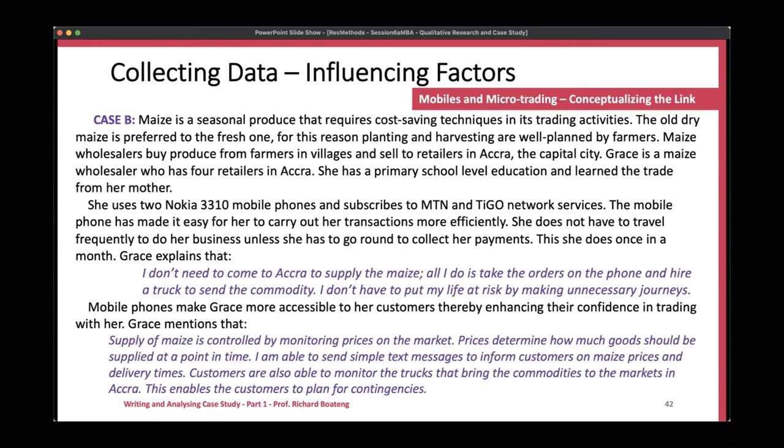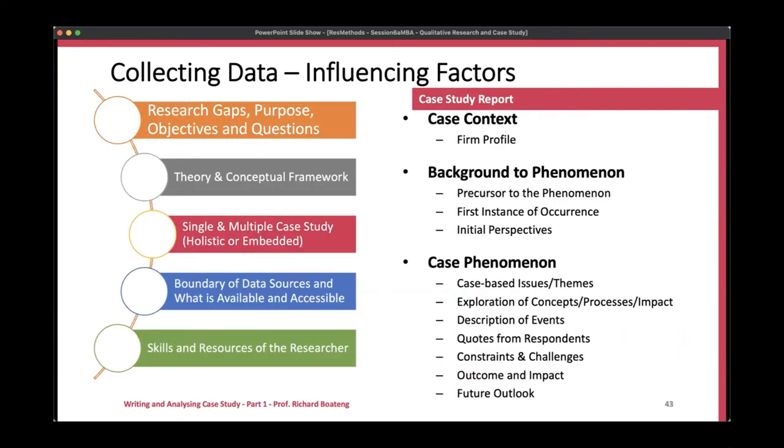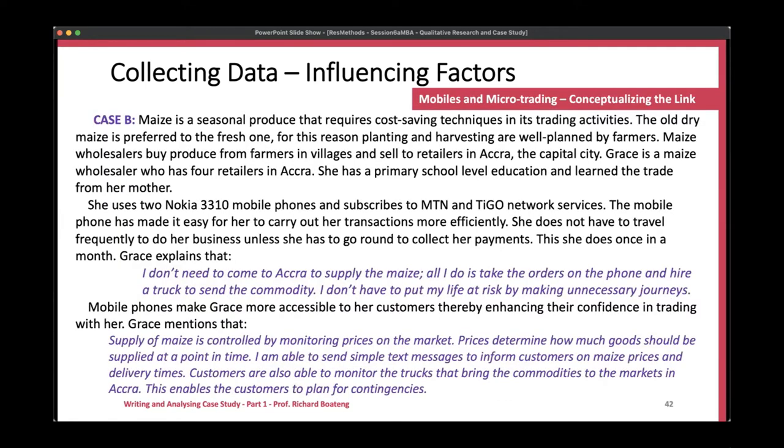Good. We can say that for the first part, we have been able to identify farmers and how they relate with the maize, the seasonality of maize. Now, I'm giving you the background to the phenomenon because I'm coming to tell you what occurs. Then I go on to explain that Grace is a wholesaler who has 4 retailers in Accra. She has primary school level education.